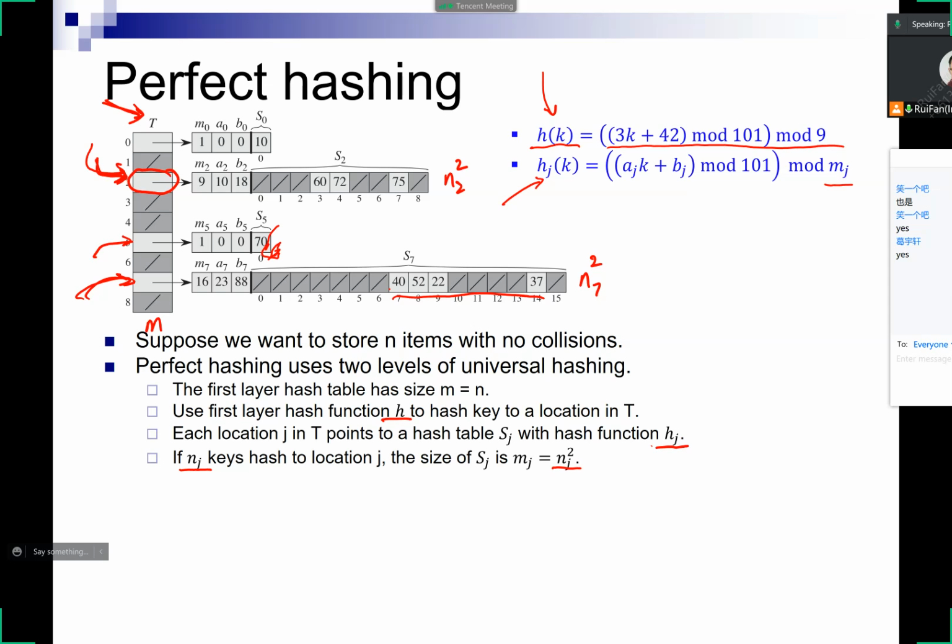To hash a key, all you do is first apply the h function. That takes you to a location in capital T, and if you get to location j, then you apply the h sub j function, and that's going to put the key into some location in a second level hash table. So that's the algorithm.